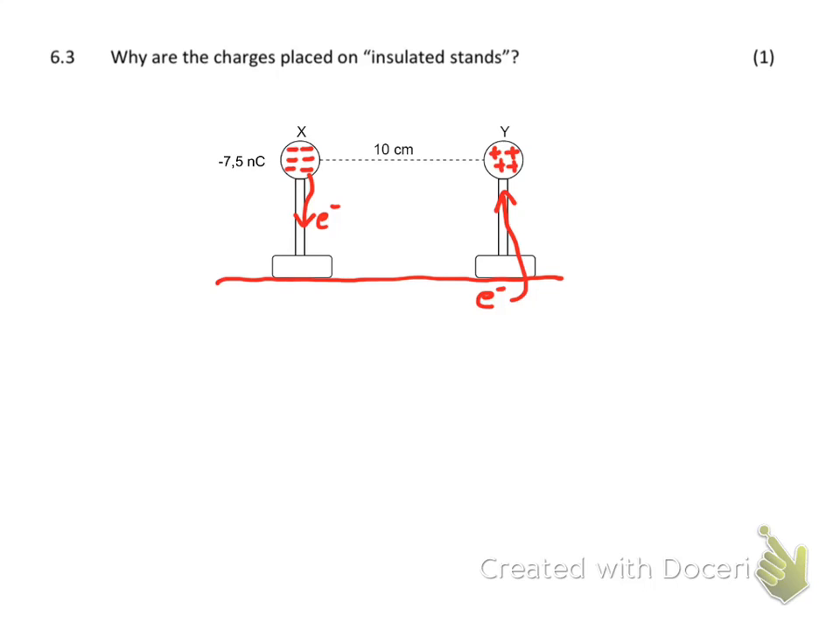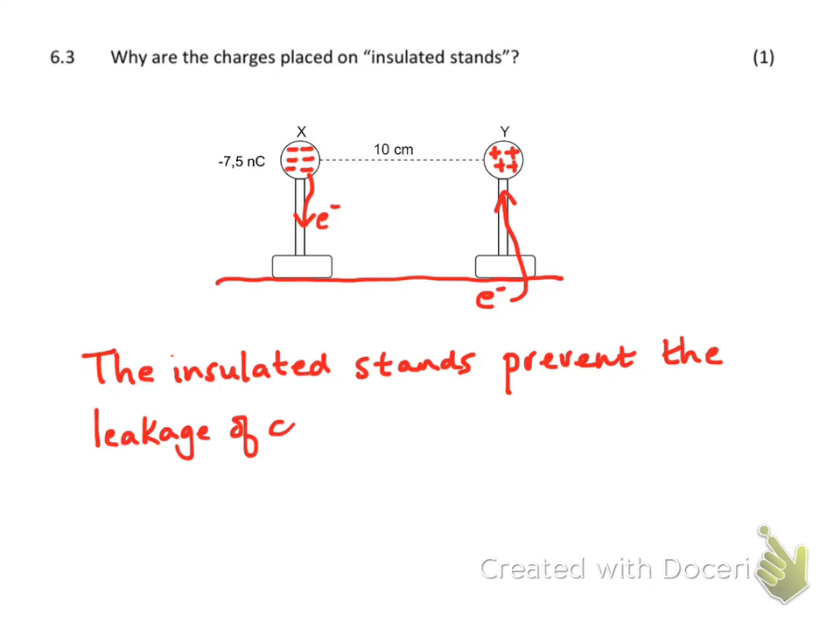So that's the drive in nature, and to prevent that from happening, we need to put them on insulated stands. And insulated simply means that it doesn't allow a transfer of electrons. So the answer is that the insulated stands prevent the leakage of charge to or from the Earth. So electrons can't either go down into the Earth from X or out of the Earth up onto Y.